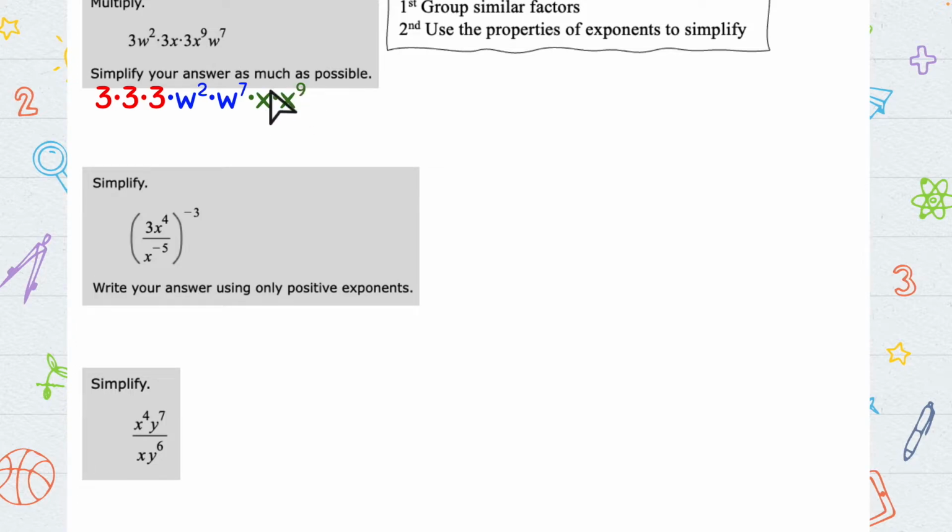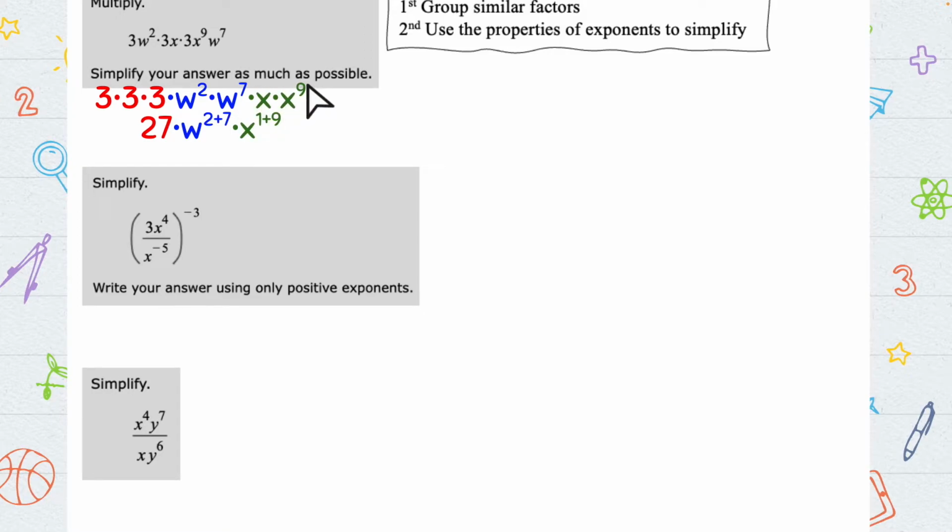So 3 times 3 times 3, we're actually going to do that. So we get 27. And then because this is a product of powers, meaning I have a w squared times w to the 7th, I'm going to combine it. So it's one base, and the exponents are going to be added together. Same thing with the x's. So x times x to the 9th.